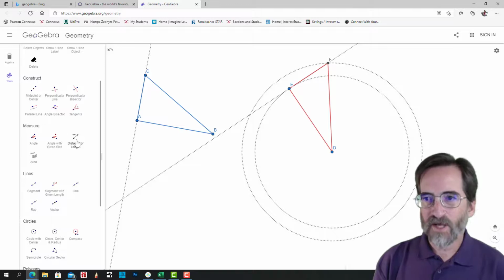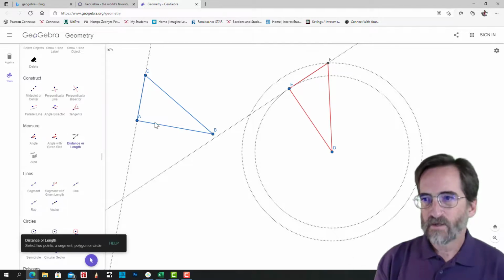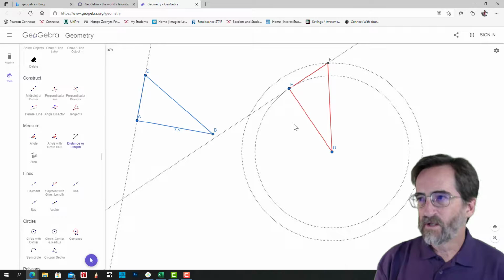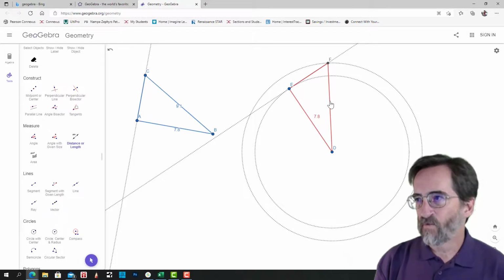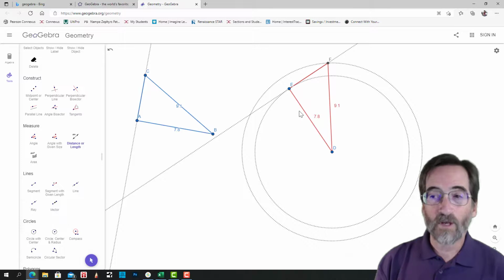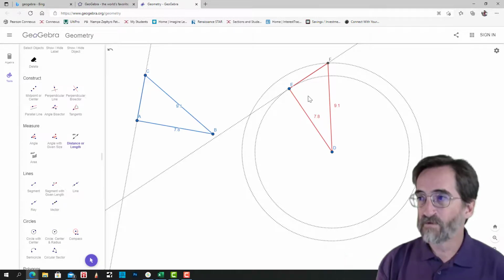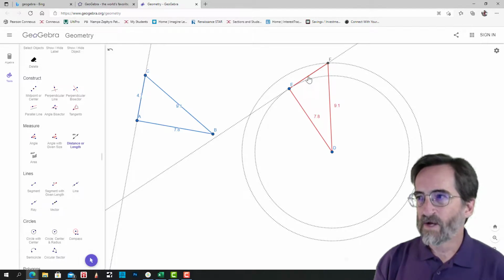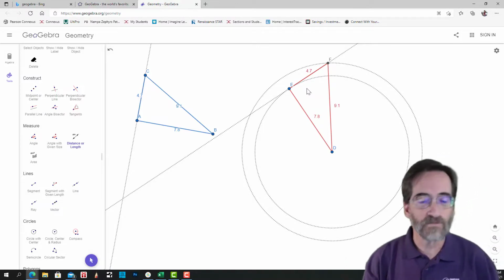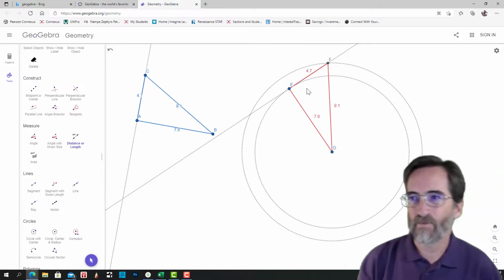I want to measure segments, so distance. AB and DE are both 7.8. No surprise there, because I constructed it that way. BC is 9.1 and DF is 9.1. No surprise, because I used my compass and measured that. Now let's check AC and EF. We did not measure those. That's 4.7 and 4.7. So surprise of surprises, it's the same length.